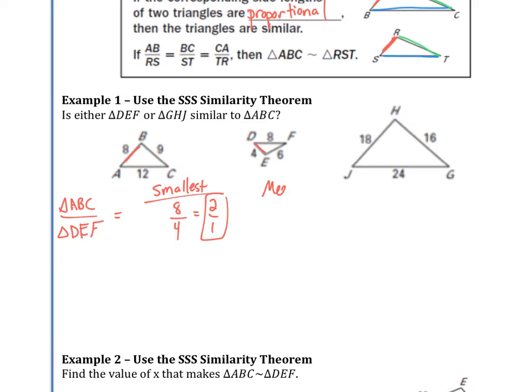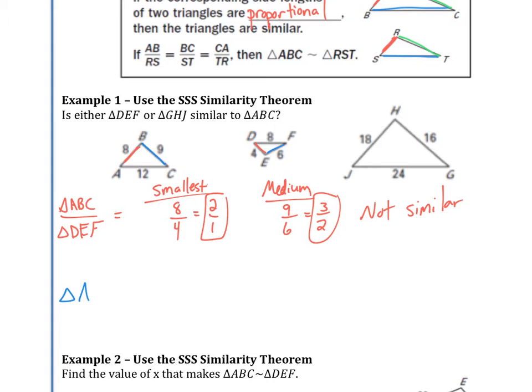Then we have to do the medium side. The medium side in triangle ABC is 9, and the medium side in DEF is 6. So we would do 9 over 6, which is equal to 3 over 2. 3 over 2 is not equal to 2 over 1. You see how those two are not equal? So they're not similar, because if they were similar, all of the ratios would be equal.